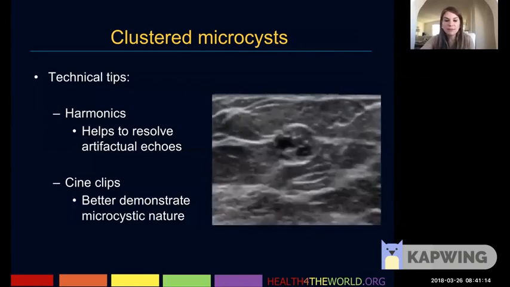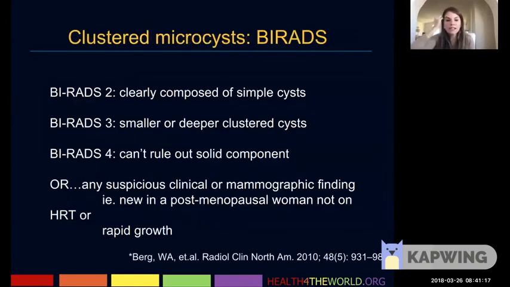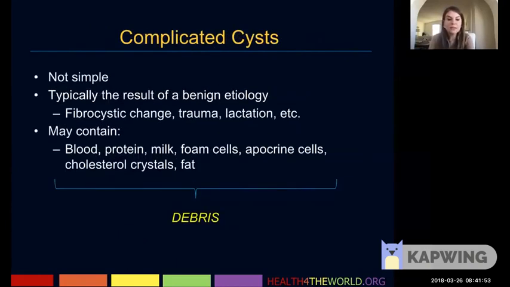One more nice example. Now, per BI-RADS, if these are a classic example, clearly composed of simple cysts, these may be a BI-RADS 2. If they are small or deep, you may want to give these a BI-RADS 3 if there's any diagnostic uncertainty. But these should undergo sampling and be a BI-RADS 4 if you can't rule out a solid component, or if there's any suspicious clinical or mammographic finding. For example, this is new in a postmenopausal woman who is not on hormone replacement therapy, or if it's shown rapid growth. Now let's move on to talk about another type of frequently encountered cystic lesion on breast ultrasound.